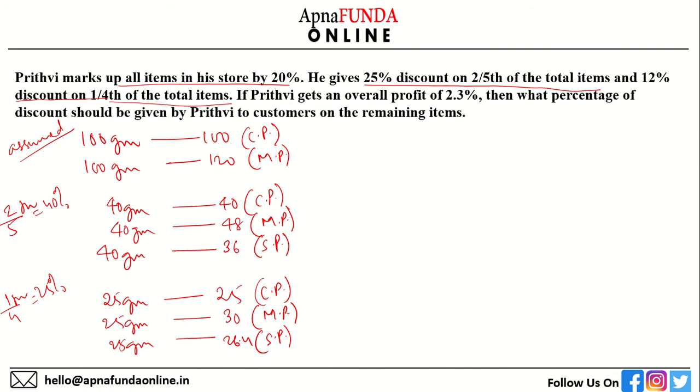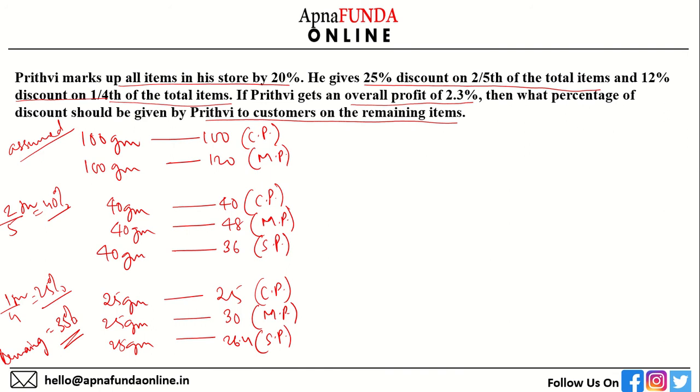Next, if Prithvi gets an overall profit of 2.3, then what percentage of discount should be given by Prithvi to customers on the remaining items? 40%, 25%. So remaining is 35%. We'll come to that. We know that the remaining items are 35%.